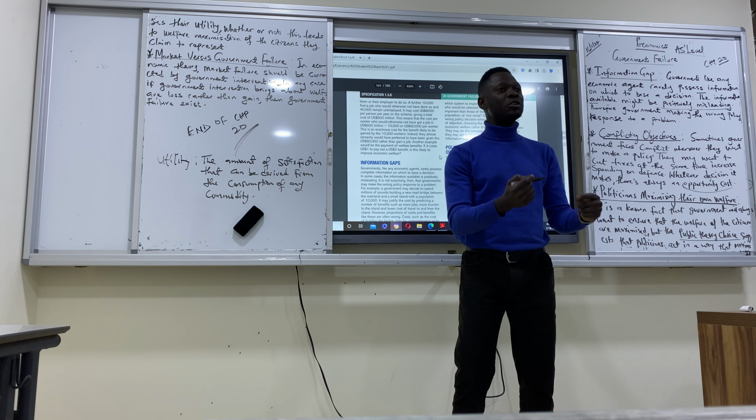An opportunity cost as a result of spending on one aspect might not allow government to spend on other aspects. Making a decision on one aspect might make the other aspects become loose in terms of policy being made. The third one: politicians maximizing their own welfare.